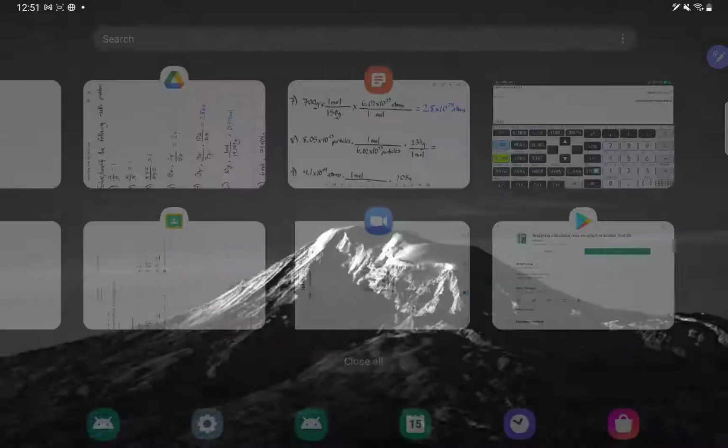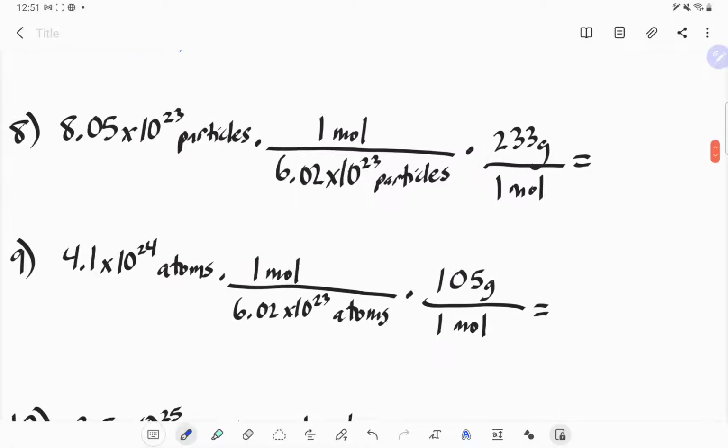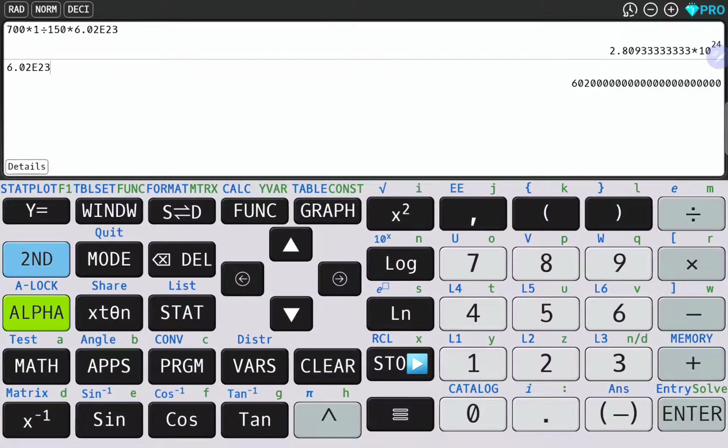That'll help us out a lot for this next question that we're going to do together, number 8. I have 8.05 times 10 to the 23rd times 1 divided by 6.02 times 10 to the 23rd times 233. Let's see how we type that into our calculator, because how you type it in is so important to get the right answer. Let's all use the same calculator, a TI-84 or a TI-83. They're pretty much the exact same.